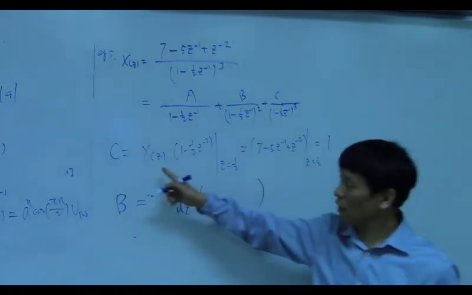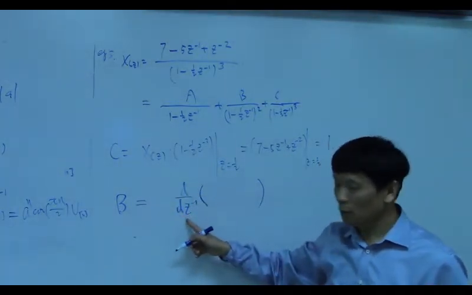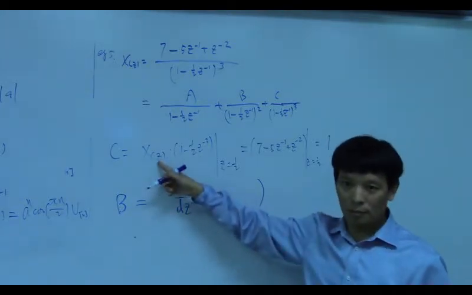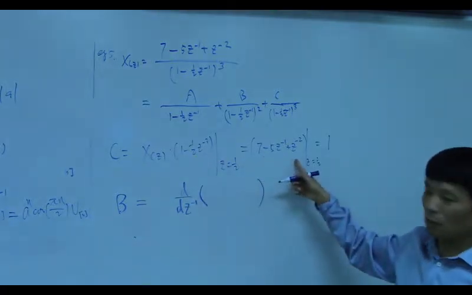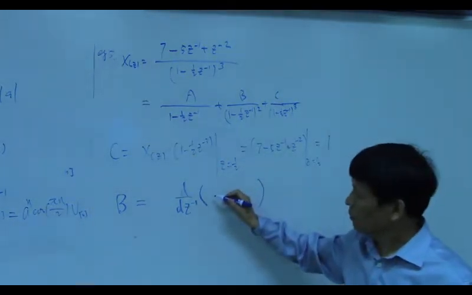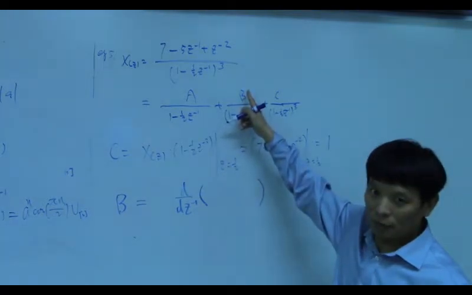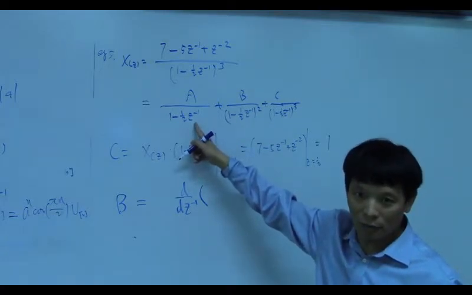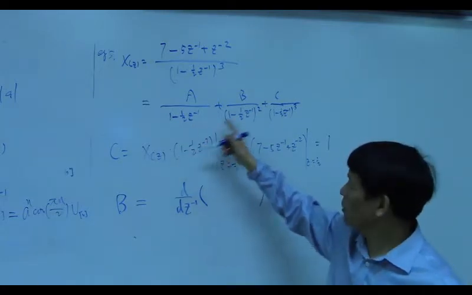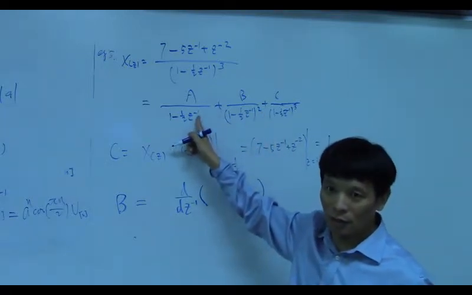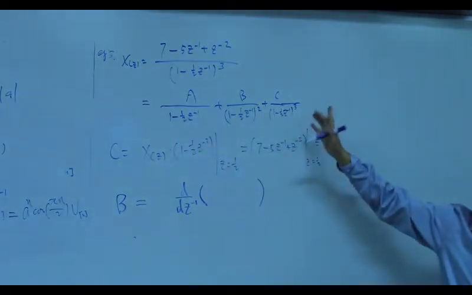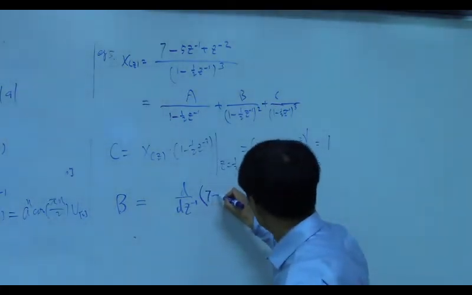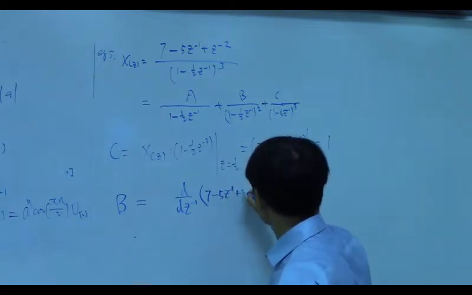In the formula you can see that it is the differentiation with respect to z to the negative 1 of this part. So why are we taking the derivative? Because we are going to do this one. That's the first order differentiation. Then for this one we need the second order differentiation, because we have a cube root. Because this is 2 here, this is 1 here. But we start from 3, so we don't need to do the differentiation. So here is 7 minus 5z to the negative 1, then plus z to the negative 2.